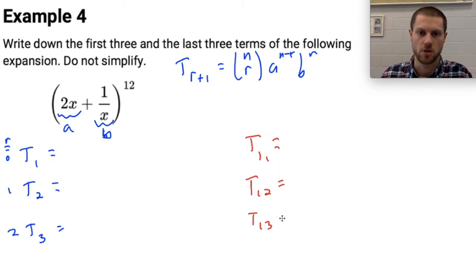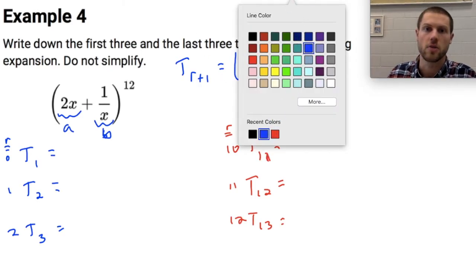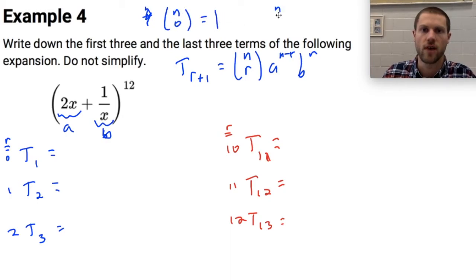Maybe what I'll do is jot down the R values on the side here. So I have an R value of 10, an R value of 11, and an R value of 12. All right, so now I want to find all these things by plugging into my equation, my T sub R plus 1. When I'm looking for the first term, in general, if I have n choose 0, that will equal 1. Or if I have n choose n, that will equal 1.